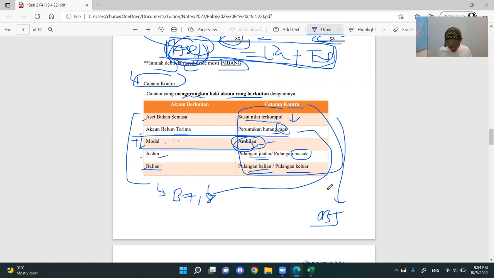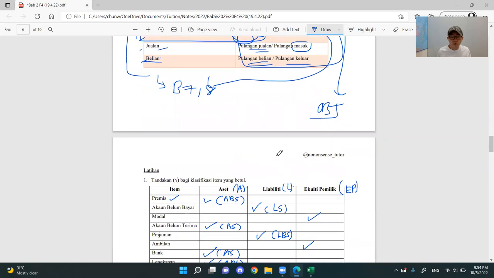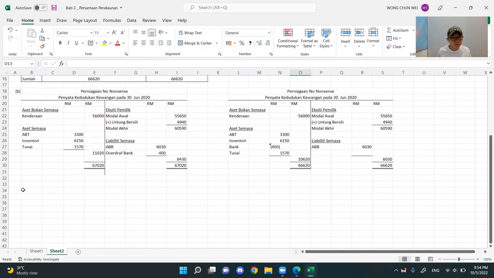So with that being said, it's almost time, so I'll give you homework. Your homework for today: go to page 26. You have to do question 19, question 20, question 21, and question 22. Just 4 questions. All these 4 questions are your jadual persamaan perakaunan. All these questions are in your workbook. Let me see, page 26, question 19.